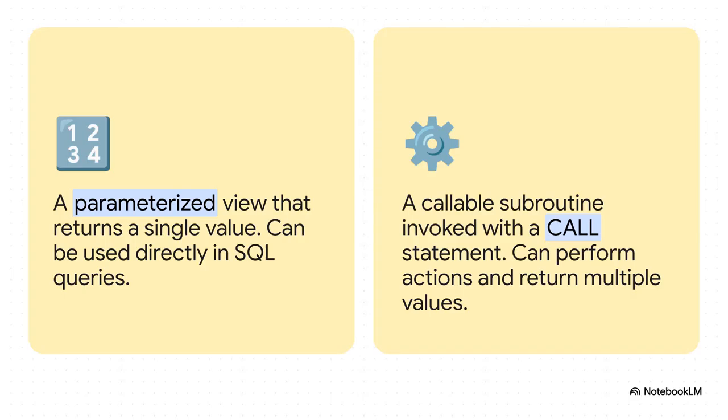So what's the difference between them? Well, think of a function like a parameterized view. It always gives you back a single value, and you can use it right inside another SQL statement, like a select query. A procedure, on the other hand, is more like a callable subroutine. You have to use a call statement to run it, and it can perform a whole series of actions and even hand back multiple values through its parameters.